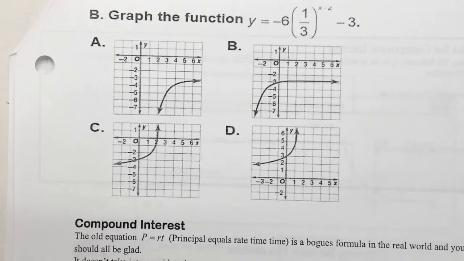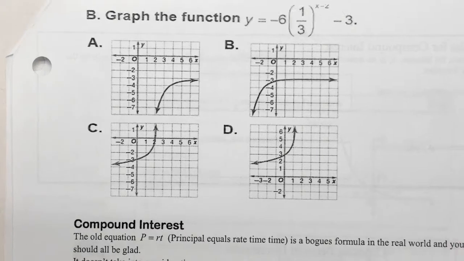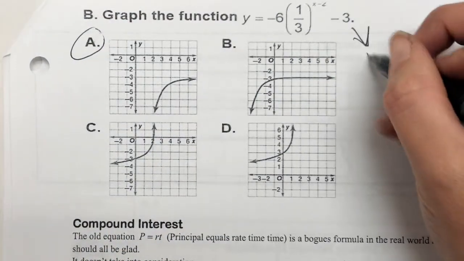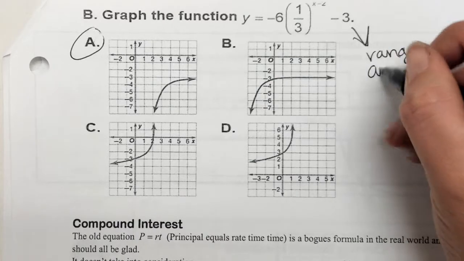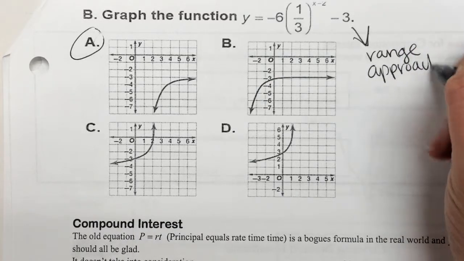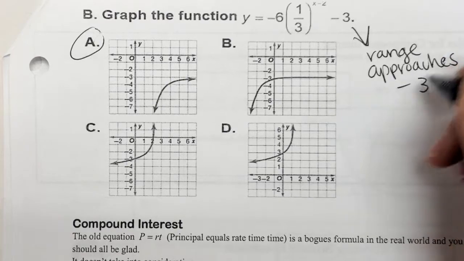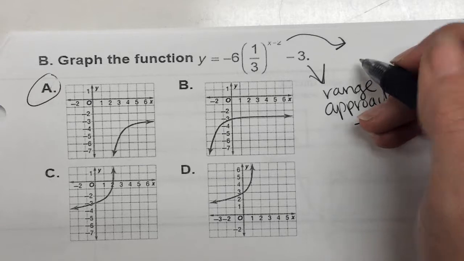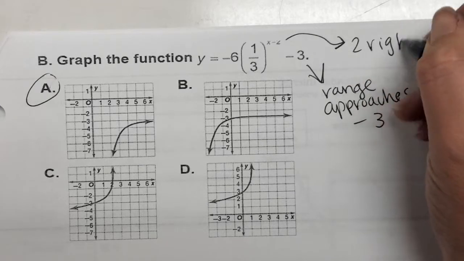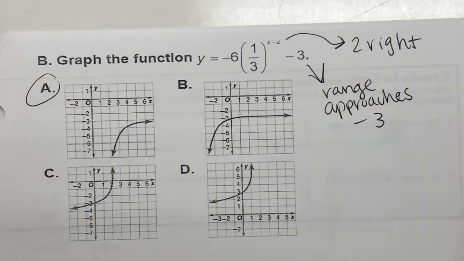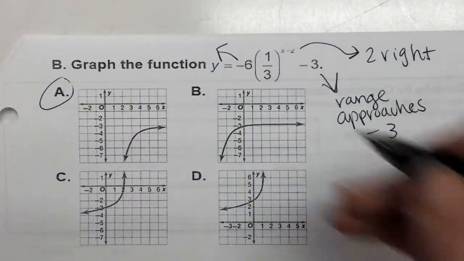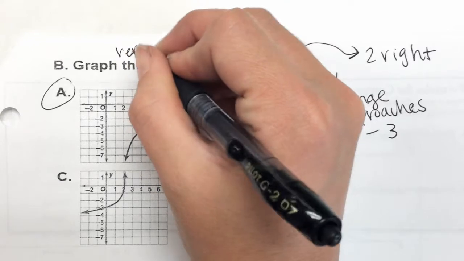Alright, who picked A again? Raise your hand. Alright, Victor, tell me why you picked that one. Because it approaches -3. Alright, what else? He said the range was approaching -3. And also, the x minus 2 means it's transforming to the right too. Is that correct? The 2 moves it to the right? Yes, 2 to the right. What else? One more thing. That's also flipped over the x-axis. Perfect. That negative flips it across the x-axis.